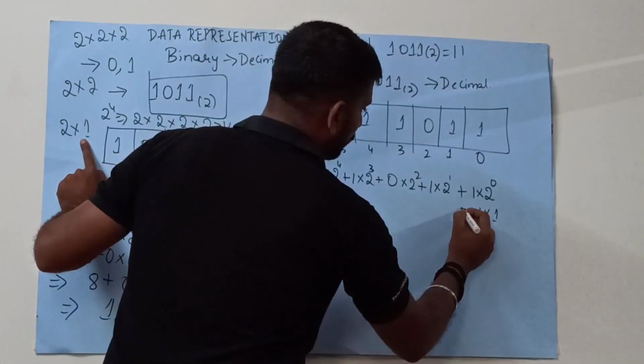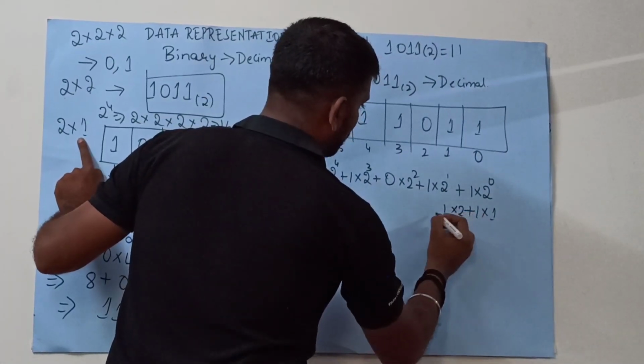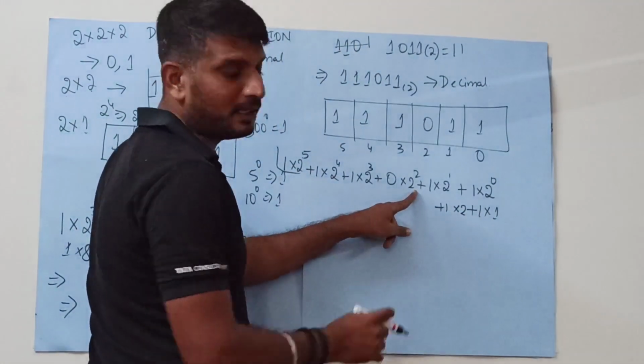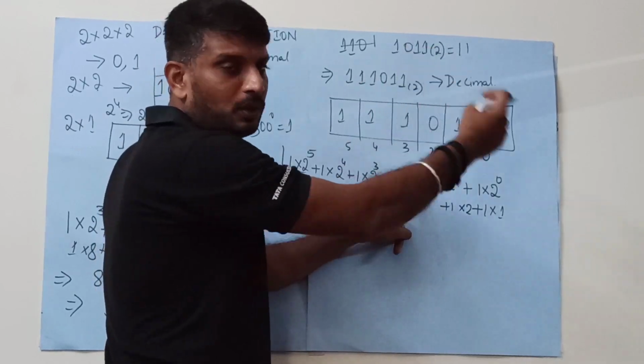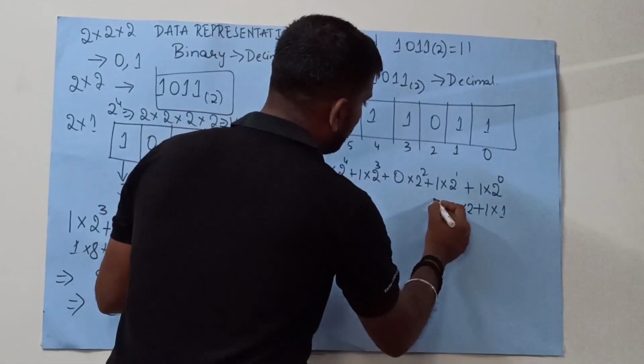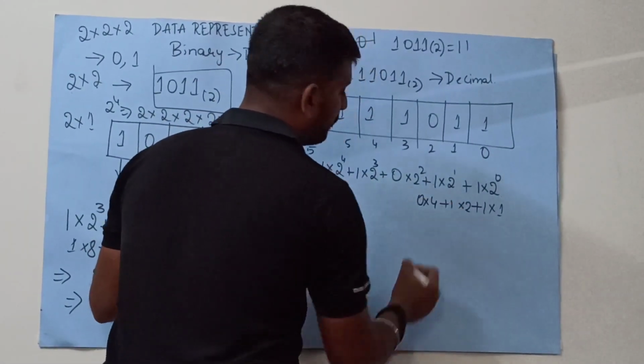So it is nothing but 2 into 1 plus. We will go for this particular digit, 2 to the power of 2. 2 to the power of 2 is nothing but 2 into 2. 2 into 2 is nothing but 4 into 0.